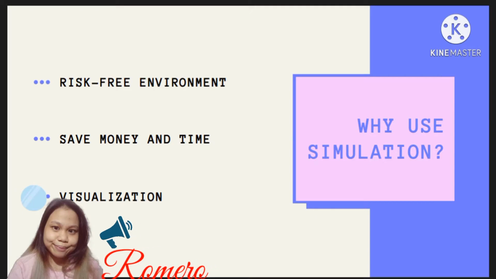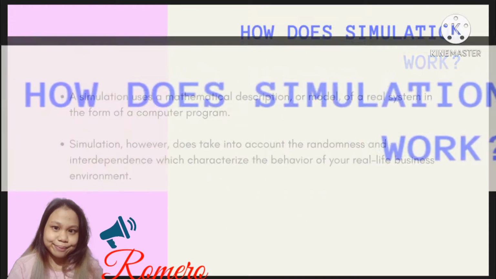Visualization. Simulation models can be animated in 2D and 3D, making it easier to verify, interact, and understand the concepts and ideas. For example, sa mga analysts and engineers, mas nakakapag-decide sila ng tama dahil nakikita nila in action yung step-by-step process ng kanilang mga projects.